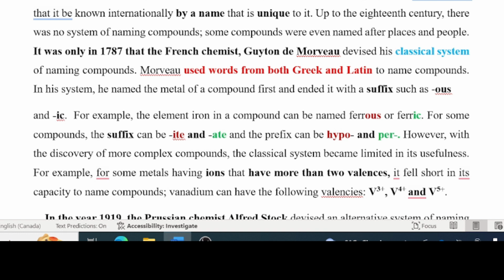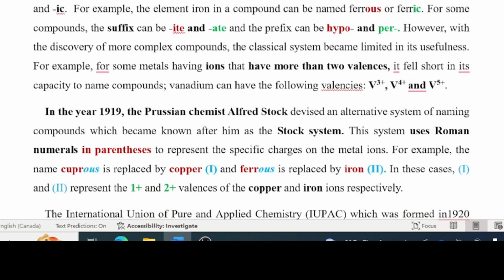Morveau used words from both Greek and Latin to name compounds. In his system, he named the metal of a compound first and then ended it with a suffix such as "-ous" and "-ic". For example, the element iron in a compound can be named ferrous or ferric. For some compounds, the suffix can be "-ite" or "-ate", and the prefix can be "hypo-" or "per-". However, with the discovery of more complex compounds, the classical system became limited in its usefulness.